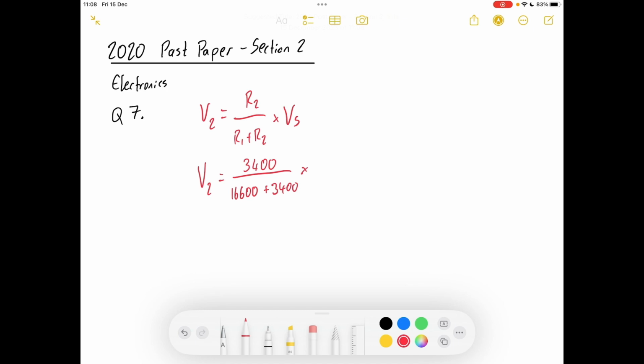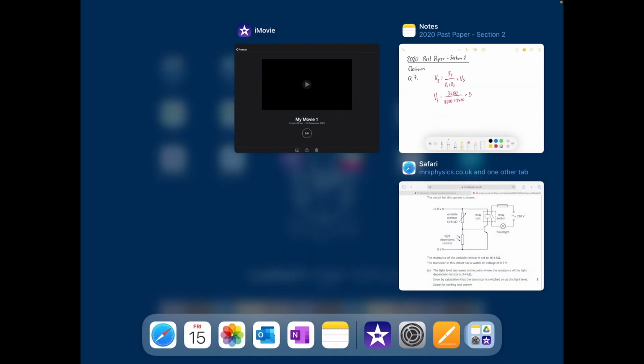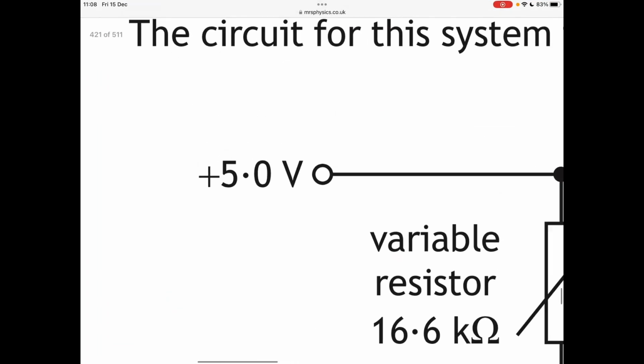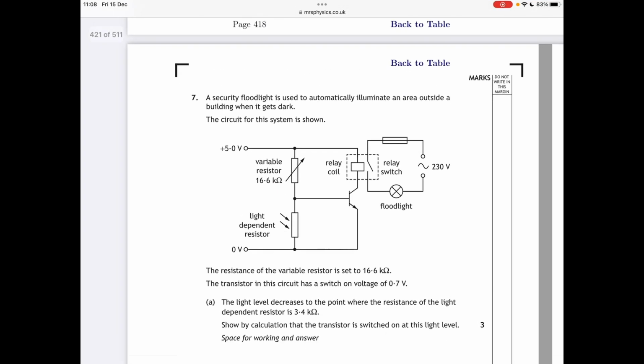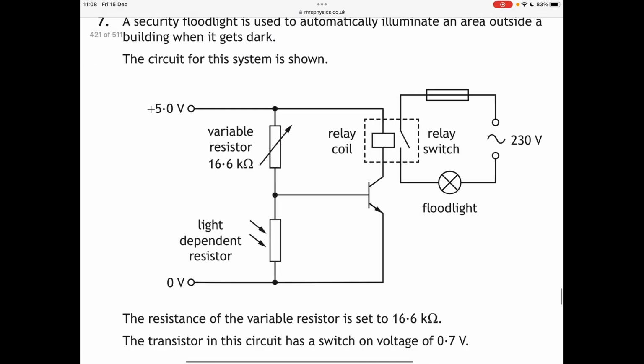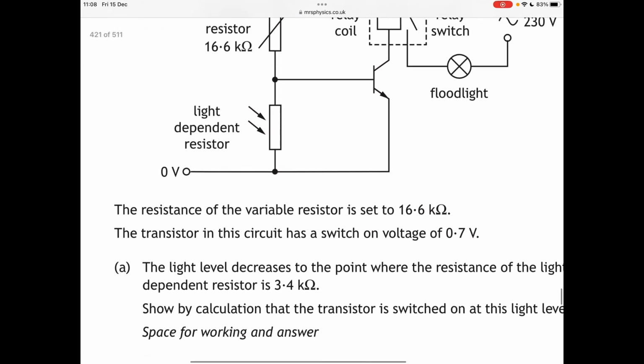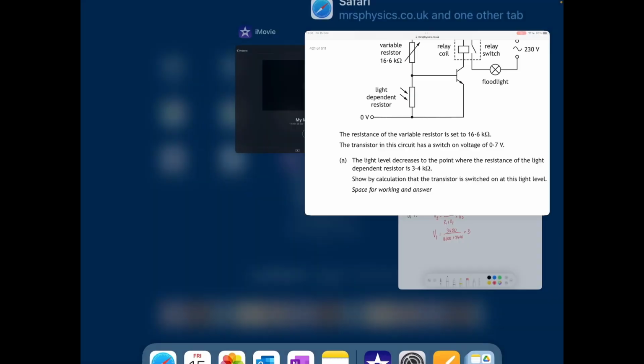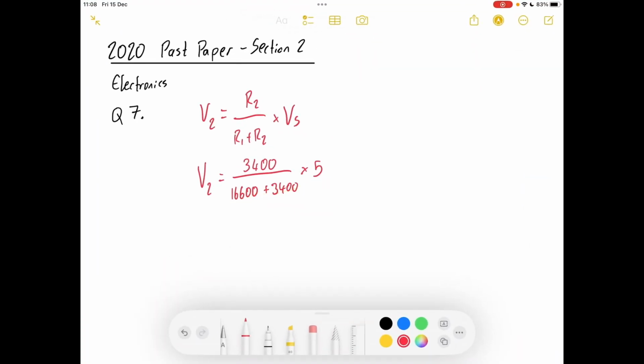And I've already said the supply voltage is 5 volts, as it shows us here. The supply voltage is 5 volts. Not the 230, ignore that now. The actual supply voltage for this circuit is 5. Then we can calculate it. So V2 will be 0.85. Oh, missed the 5. 0.85. Right? And that's it. You don't actually have to say anything else.